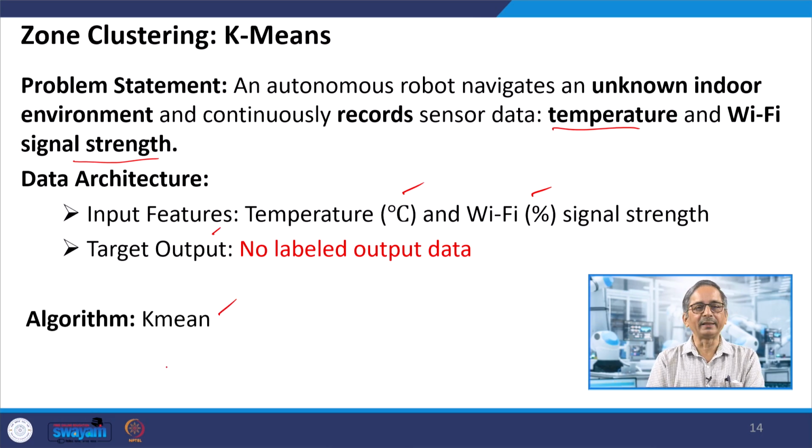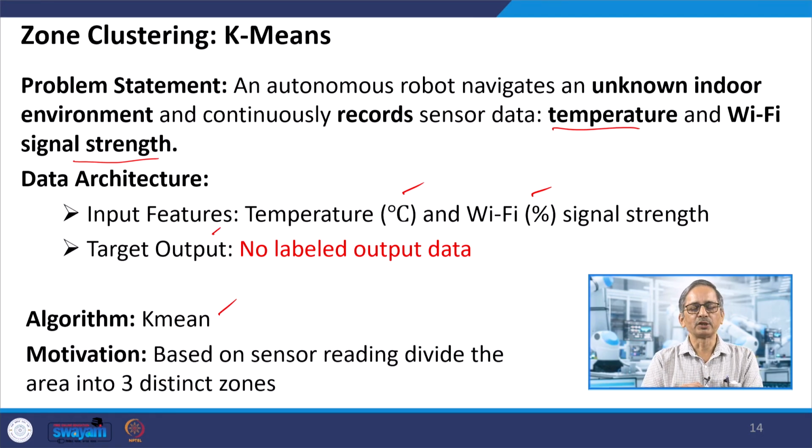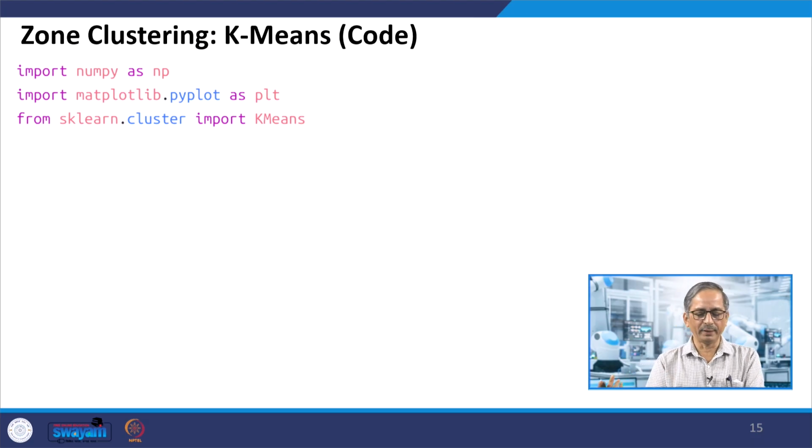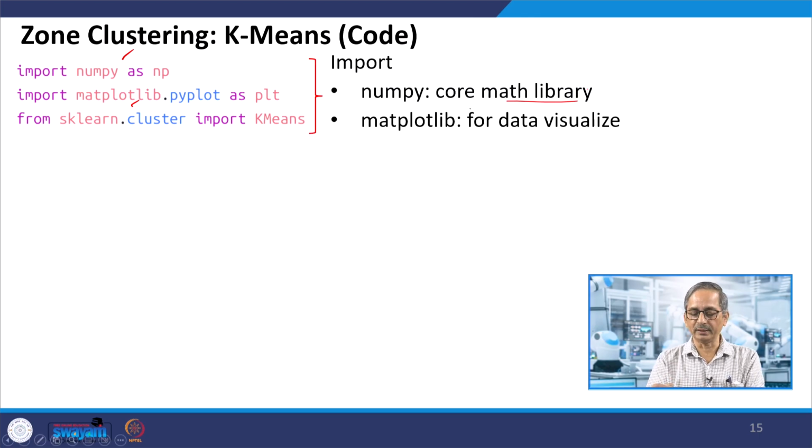So let us apply the k-means algorithm which we have studied previously. The motivation here is, based on the sensor reading, to divide the area into say 3 distinct zones, based on the temperature and the Wi-Fi signal strength. Here we begin with importing NumPy and matplotlib. NumPy we have seen is a core math library, matplotlib is for data visualization, and then the k-means model.